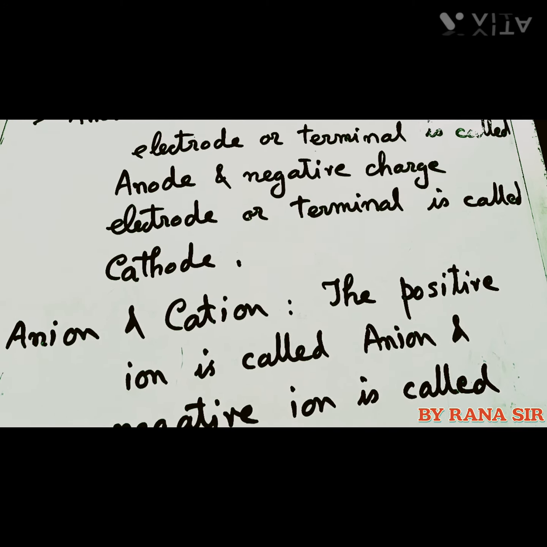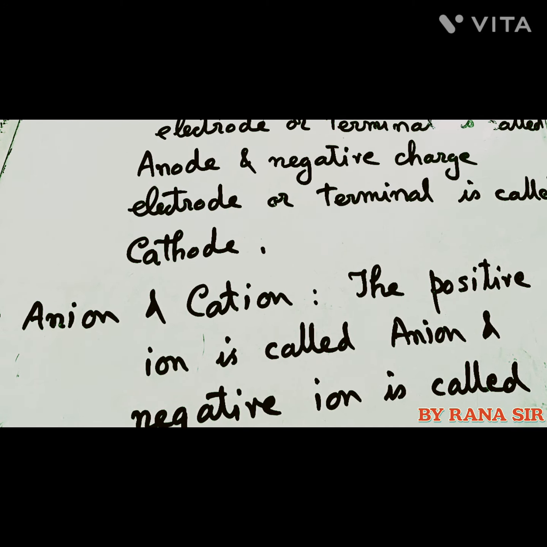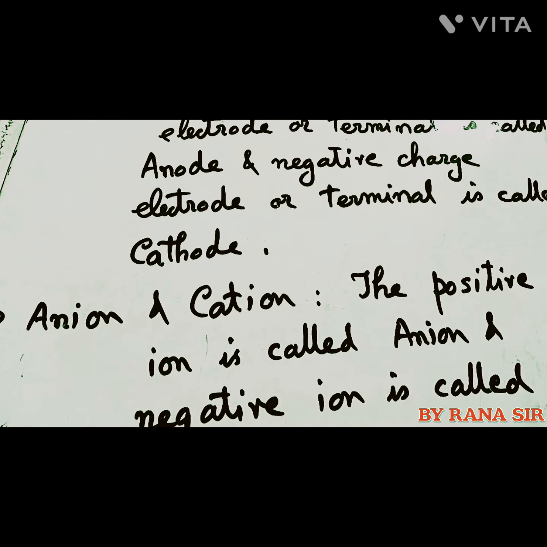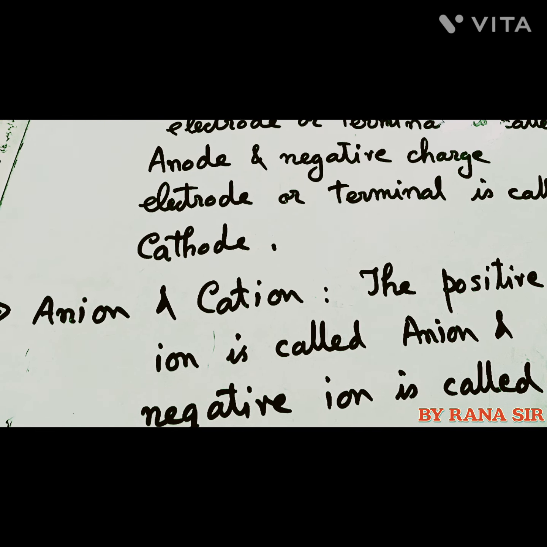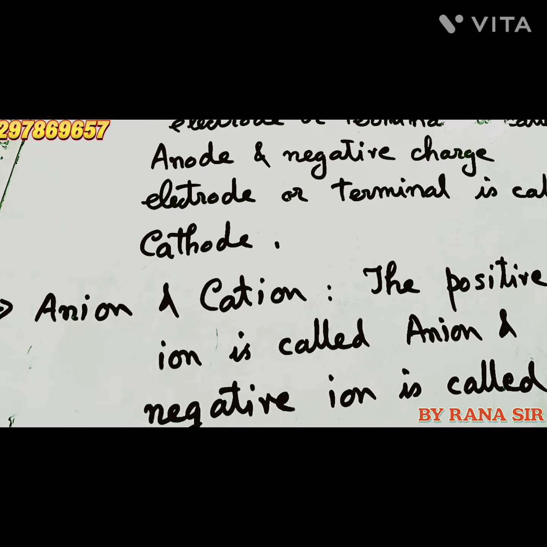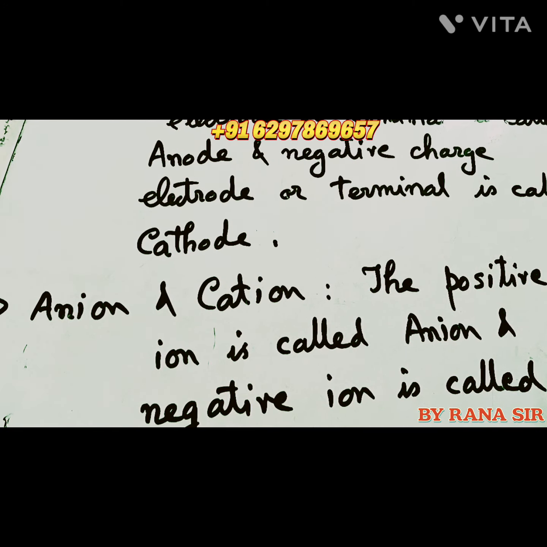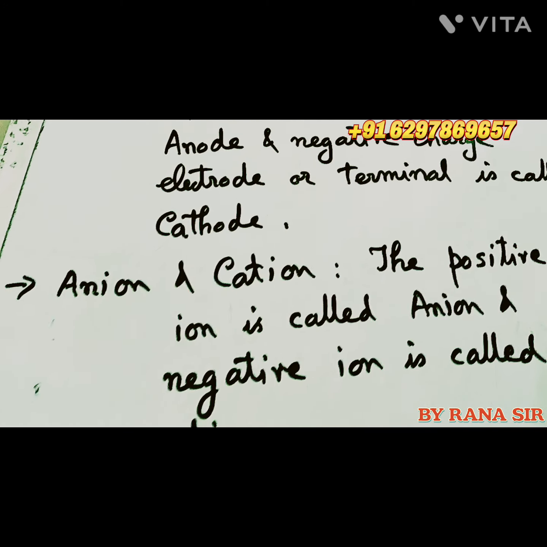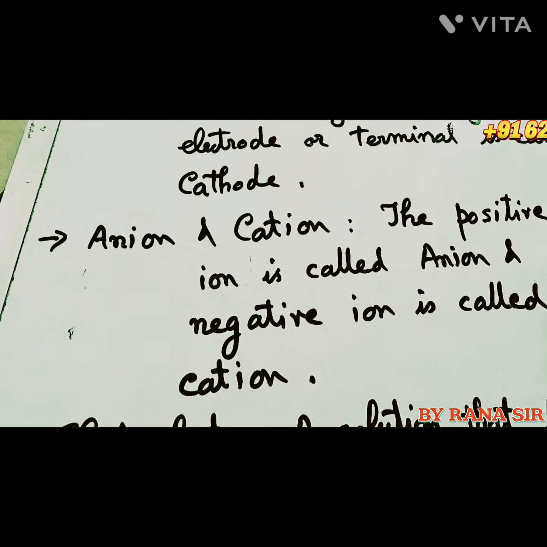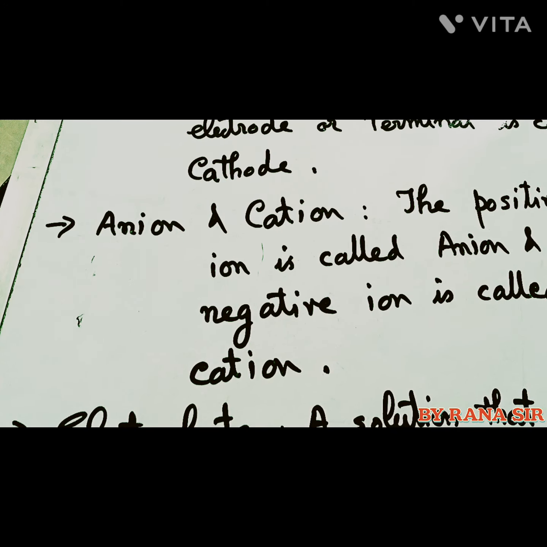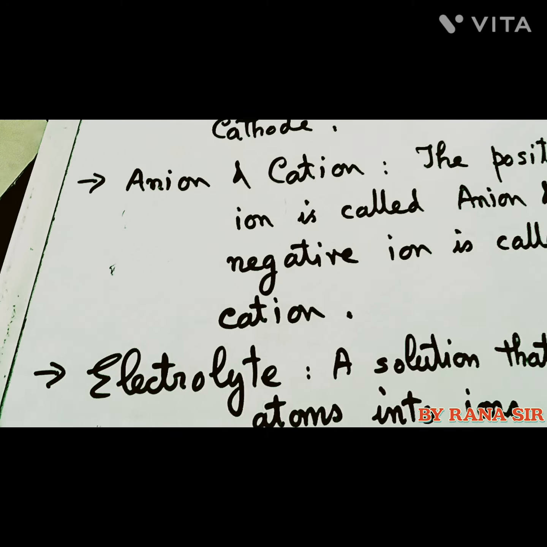What are anion and cation? I told you that an ion is basically a charged atom, wherein if the atom loses electrons, it becomes a positive ion, or positively charged ion. So that is called a cation. A negative ion is called an anion. When the atom gains electrons, it is called an anion.